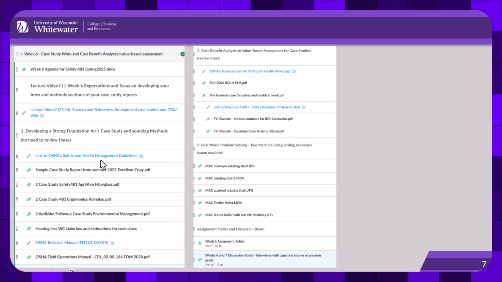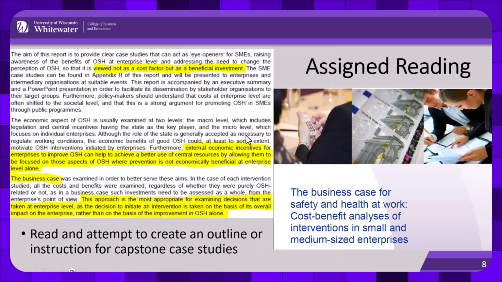So here's our Canvas broken down very simply. So I'm going to go over all this stuff right here. You do not need to review these. These are all for your reference. These are the ones I want you to review in addition to the 2 videos. Here's the documents for the real world problem solving. So I do have a couple movies here. It's the guarding of shafts and feeder rollers. And we'll see what you come up with. And then your assignment gets posted here. And again, I've now expanded to week 6 and 7 for the discussion board. So it'll be the same discussion board link for next week as well.